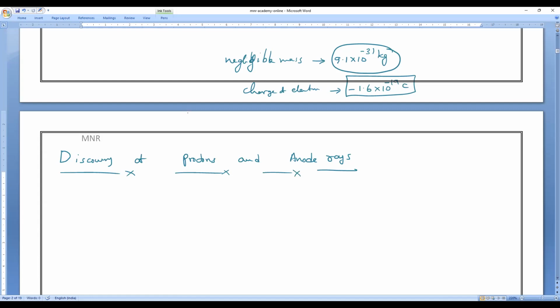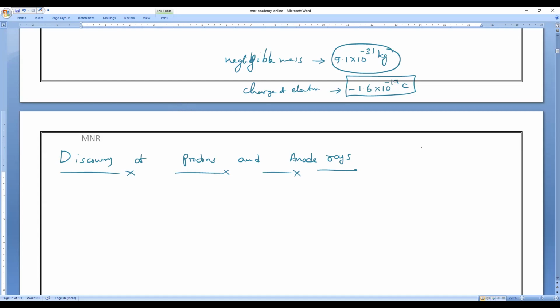J.J. Thomson proved the existence of electrons. That is only what he did. He proved that atoms are not the smallest particle. Inside the atom there are other, even smaller particles. That is what he called electrons, negatively charged particles, which are called cathode rays. After that, there is another charged particle in addition to the electrons.